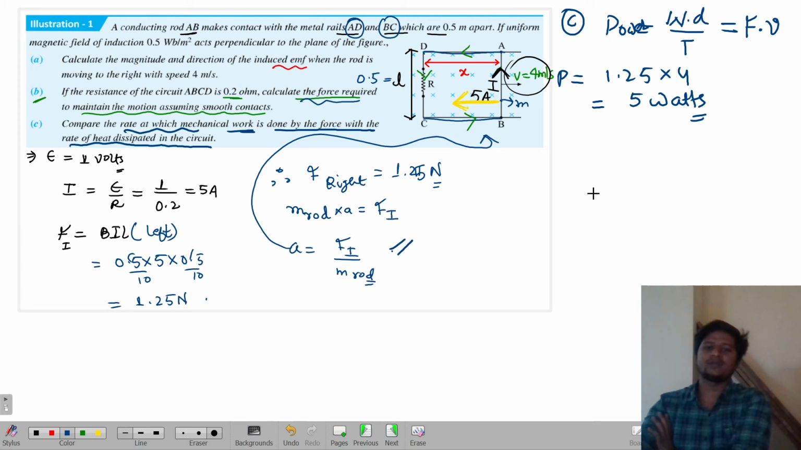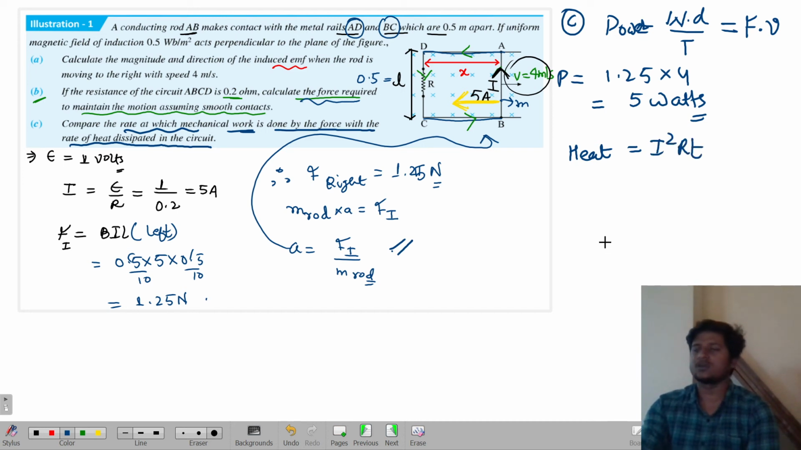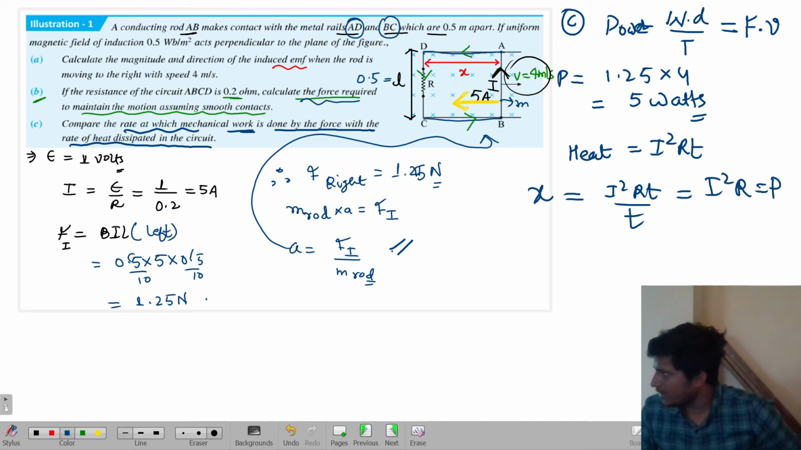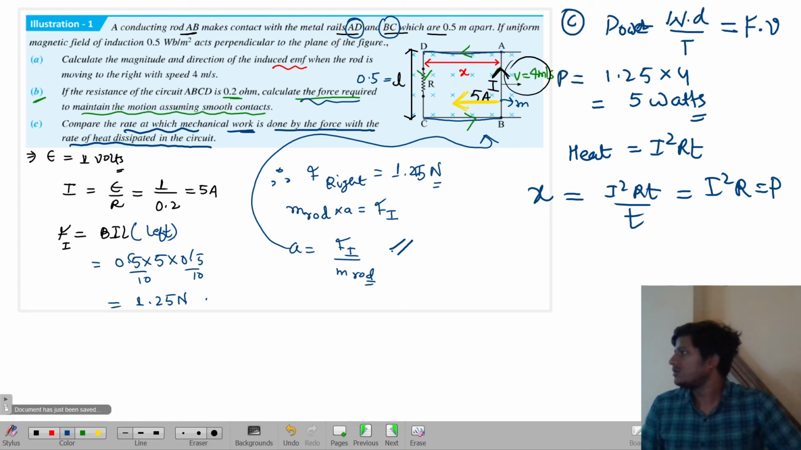Now calculate the heat dissipated. Heat dissipated due to this movement is I square RT. Yes or no? Okay, it is asking about again the rate of heat dissipated. So let us consider this quantity to be x. It is going to be I square RT divided by T, or not? Tell me yes or no. So the rate of heat dissipated is I square R, which is also called power. Right or not?